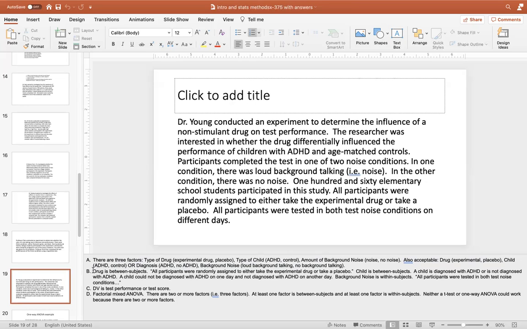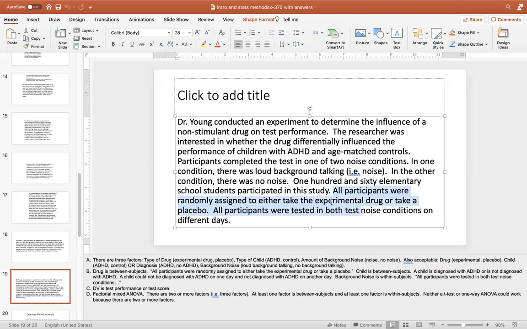Drug is between subjects, and we know that because it says all participants were randomly assigned to take either the experimental drug or take a placebo. They're in one condition or the other, therefore a type of drug is between subjects.